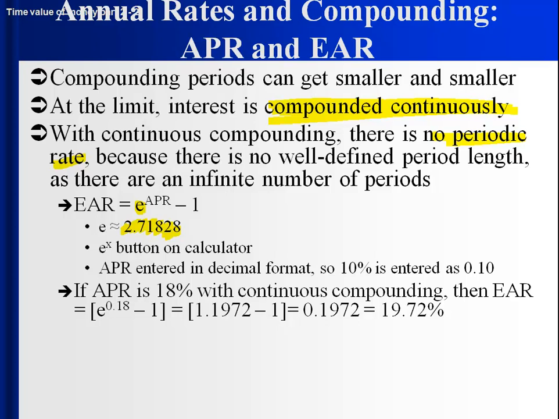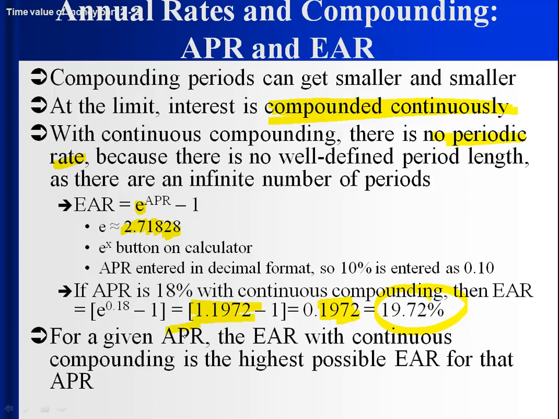So suppose you had 18% with continuous compounding. e to the 0.18 minus 1. $1 invested at 18% continuously compounded, at the end of the year, would be worth $1 and then 19.72 cents. Pull out the 1 and you would see that your wealth went up 19.72 cents, or $0.1972, or 19.72%.